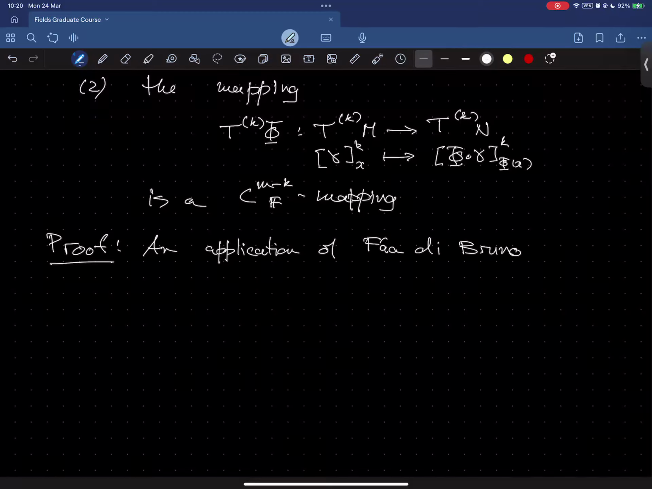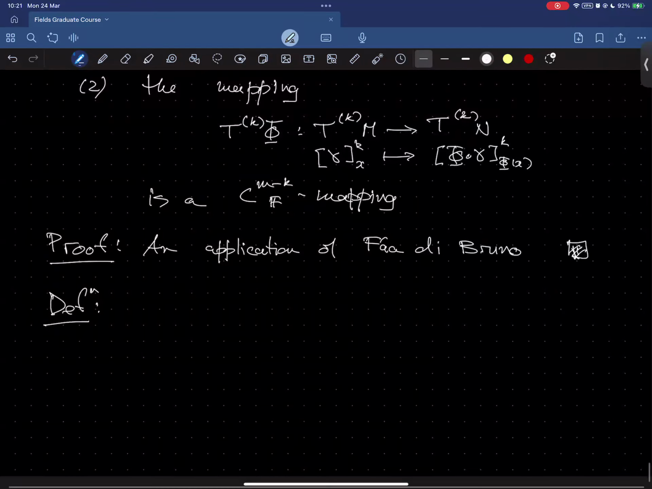All right, and so that's my proof, which I hope you found extremely convincing. And this thing is what is called the kth order tangent map of phi.